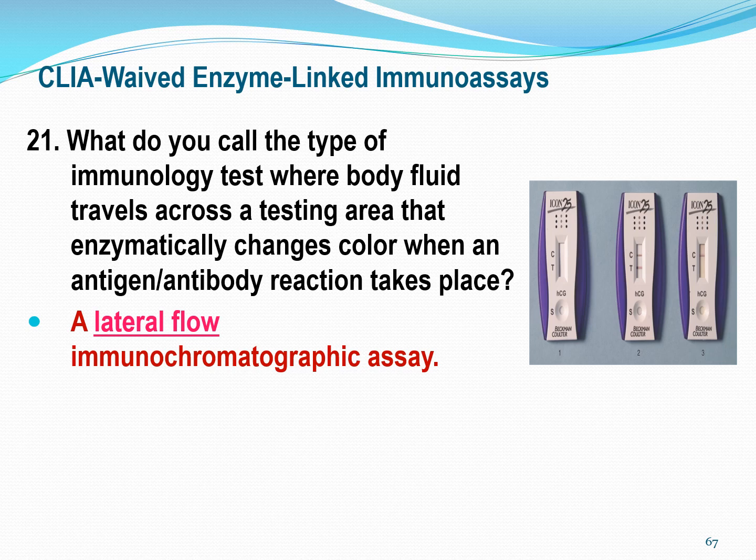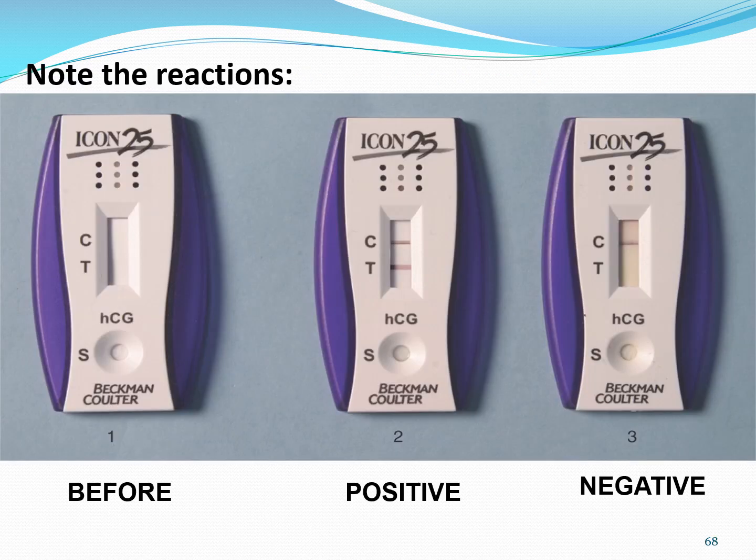What do you call the type of immunology test where body fluids travel across a testing area that enzymatically changes colors when an antigen-antibody reaction takes place? It's called a lateral flow immunochromatographic assay. Okay, lateral flow. And these are close up, right? So you can see that control has to come in.